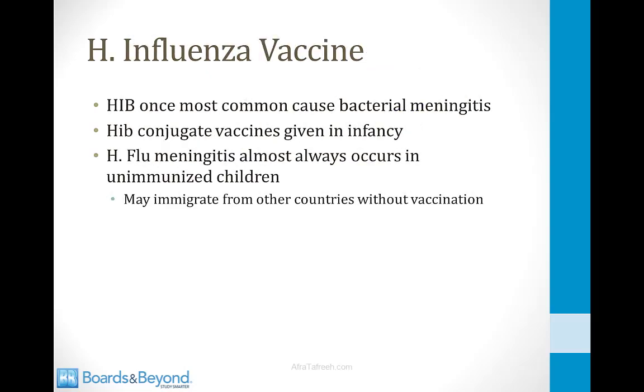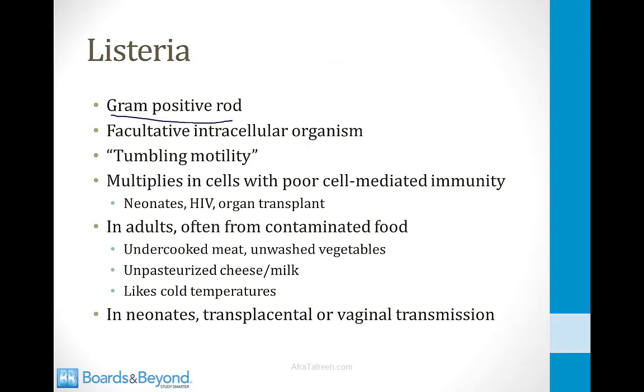So the most important thing to know about H. flu is that it almost never causes meningitis anymore because of the vaccine. It was once the most common cause, but now we give vaccines to babies so that they never get it. And if you're going to see H. flu meningitis, it's going to be in someone who's unimmunized, probably an immigrant from another country where they didn't have their vaccinations.